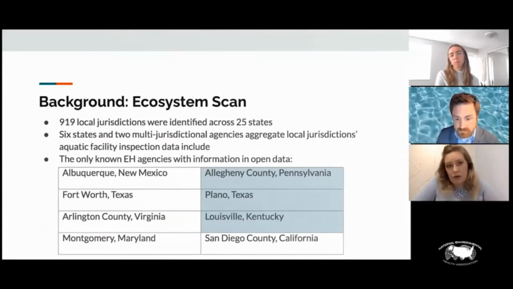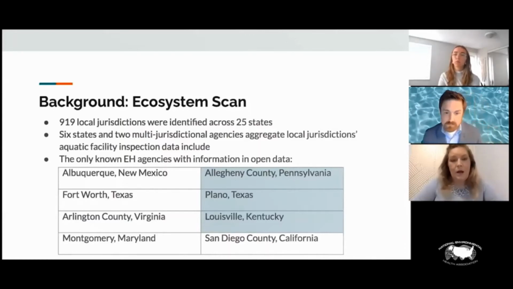When we undertook this project, there was an understanding that we would have to know what was possible for jurisdictions around the United States to make public. And so we undertook what we think may be the largest ecosystem scan of environmental health aquatic facility inspection information in the United States. Overall, we had 919 jurisdictions that we analyzed for what information they had available publicly.